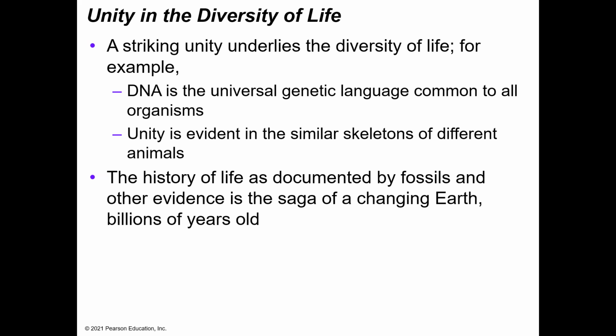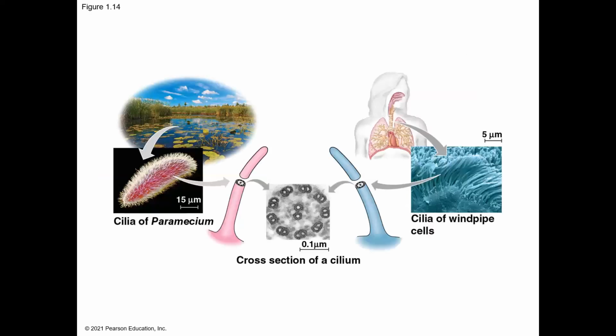The history of life is documented in our fossils. It's documented in our soils. There is a lot of evidence to show the changing Earth and the species that occupied the planet for billions of years. So this is just an example showing you how there is an evolutionary common ancestor between, for example, a paramecium and a human. While a paramecium and a human are not closely related to each other at all, they do share things in common.